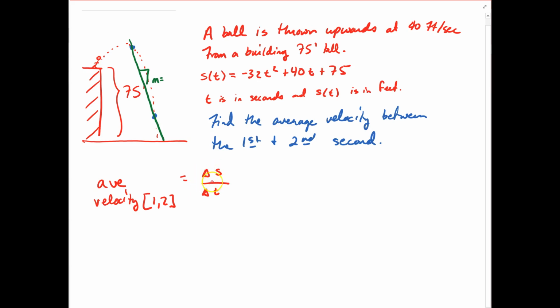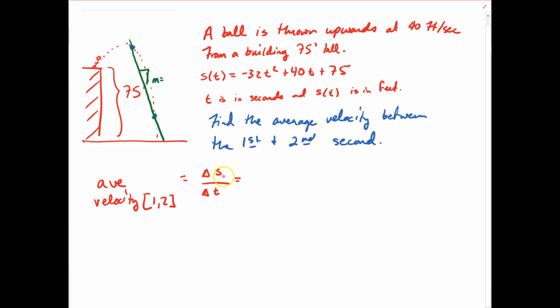And it's important to pause real quick and realize, yep, these are the correct units. We have the correct calculation here. Delta s is measured in feet, and delta t is measured in seconds. So the units on this quotient are feet per second, and that's what we expect to measure average velocity in.